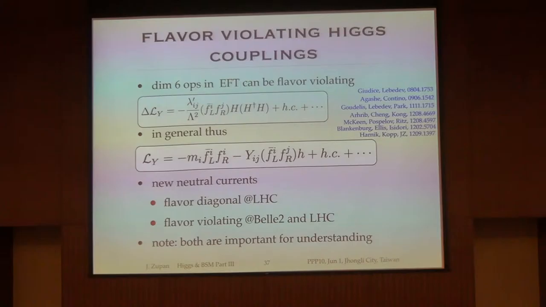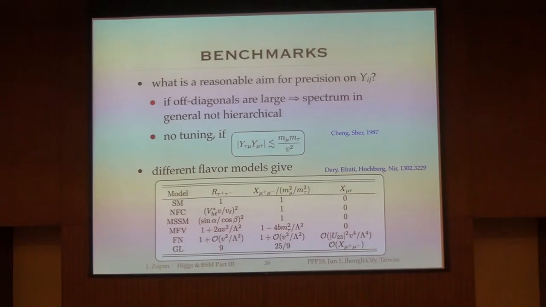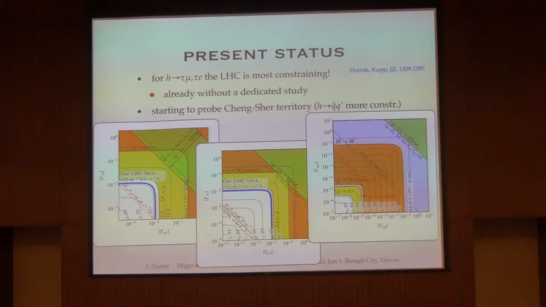For instance, what would be the size that you should aim for? If you don't want to have any tuning in the quark mass basis, roughly these off diagonals should be smaller than the Cheng-Sher ansatz. So they should be smaller than the geometric mean of the diagonal values. If you go into different flavor models, then you will find different patterns for the diagonal and the off diagonals. In the standard model, everything was normalized to one, and then at some point, depending on what your model is, you'll start switching on the flavor violating couplings.